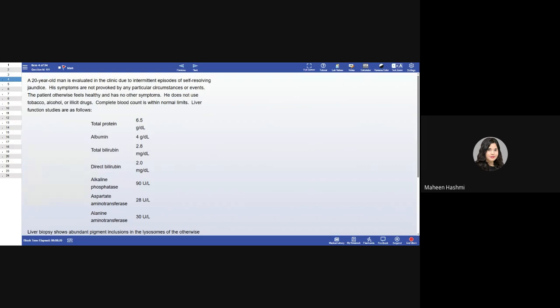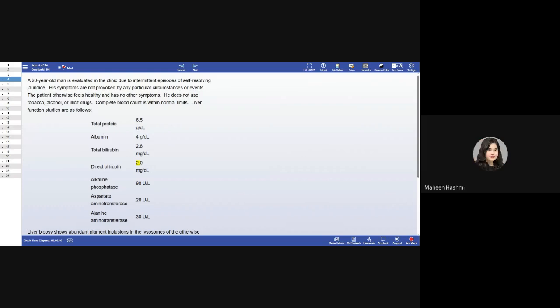Whenever I told you guys that you have a lab picture, first of all go and see what's wrong in the labs. Are AST and ALT elevated or not? No, they're normal. What about ALP? Is it elevated? No, normal. What about bilirubin, albumin, total protein? Is there something wrong within the picture? Bilirubin is high, 2.8. Total bilirubin is high and direct is also high.